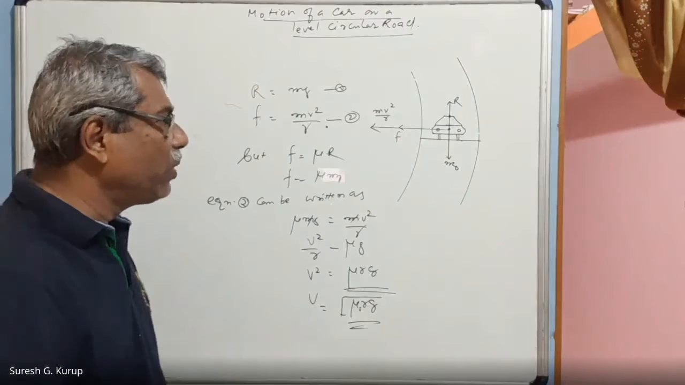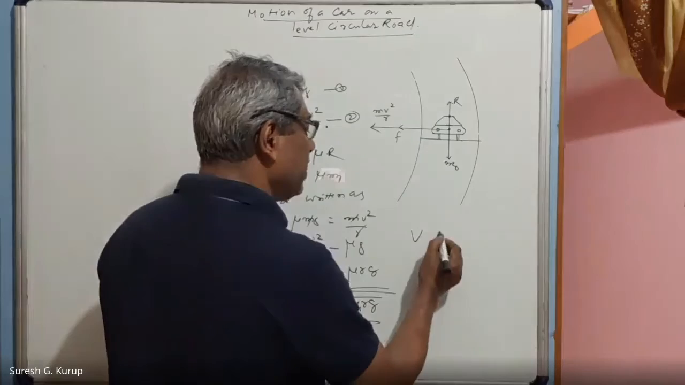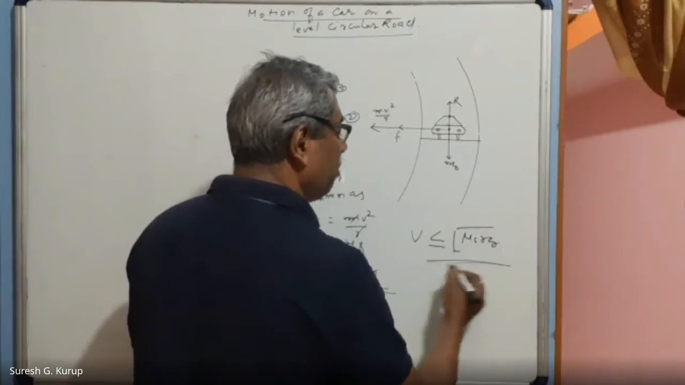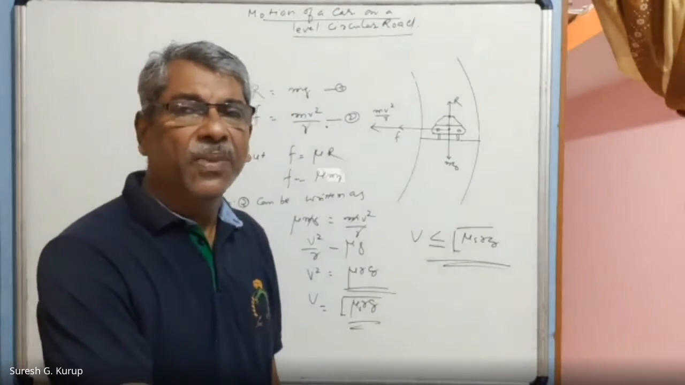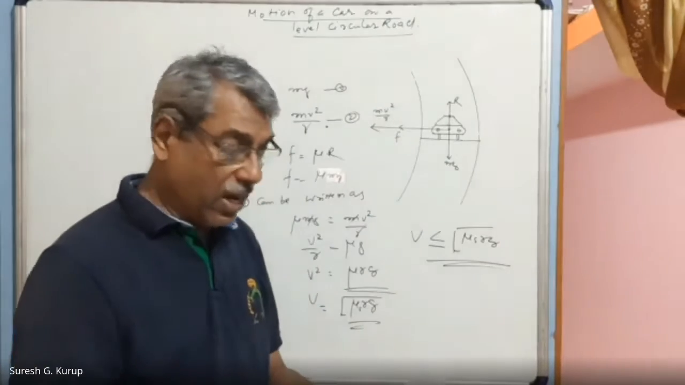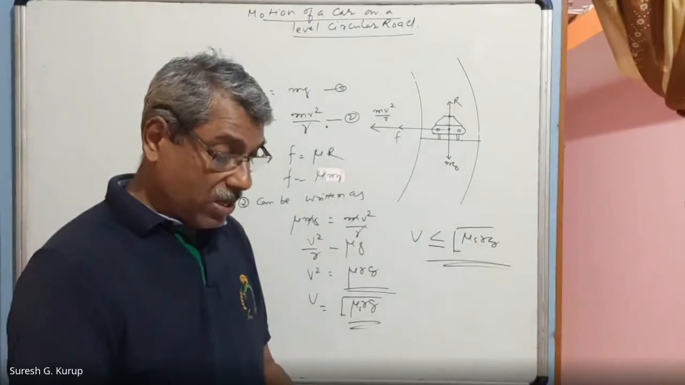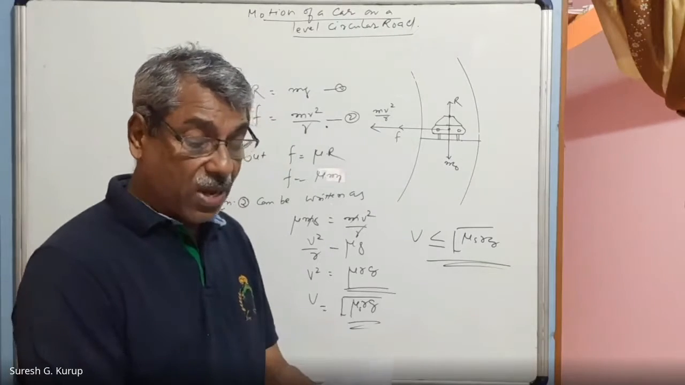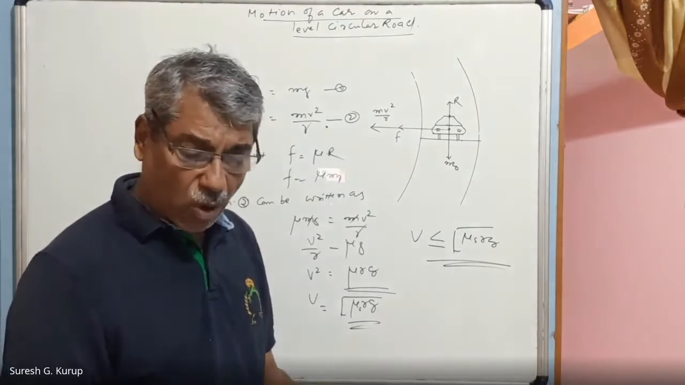So the safest velocity to negotiate a curved level road is given by v less than or equal to square root of mu s r g. Mu s is the coefficient of friction between the road and the tire, r is the radius of the circular path, and g is the acceleration due to gravity. So this is about a level road. There are several questions also given there. All these questions also you will see. Problems are explained in the book. So many simple problems are there.